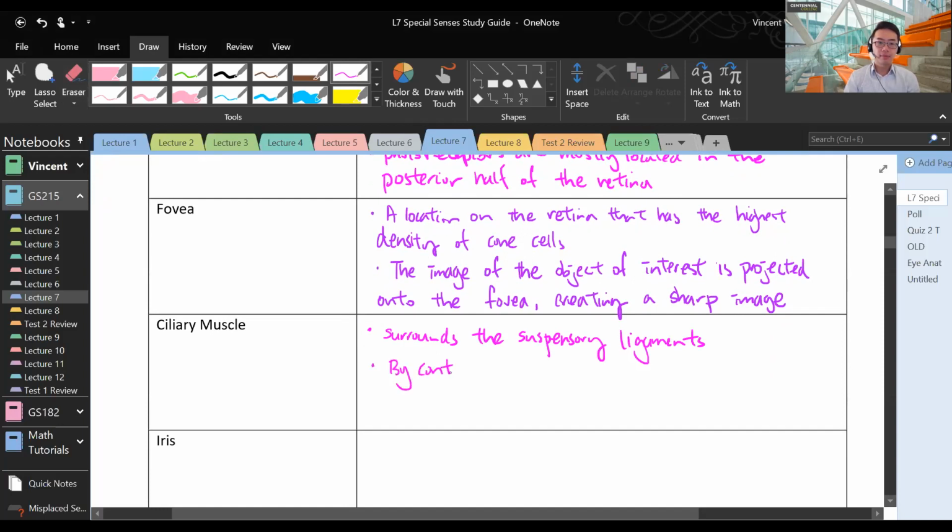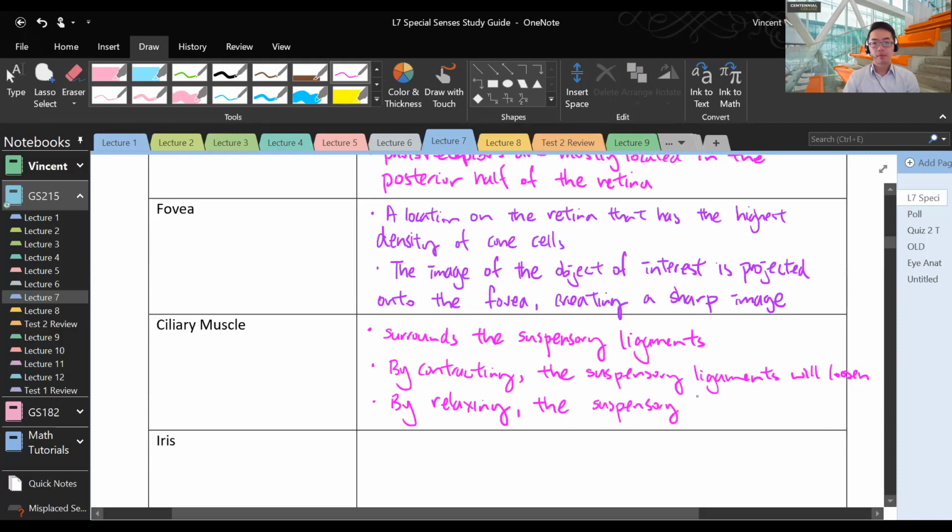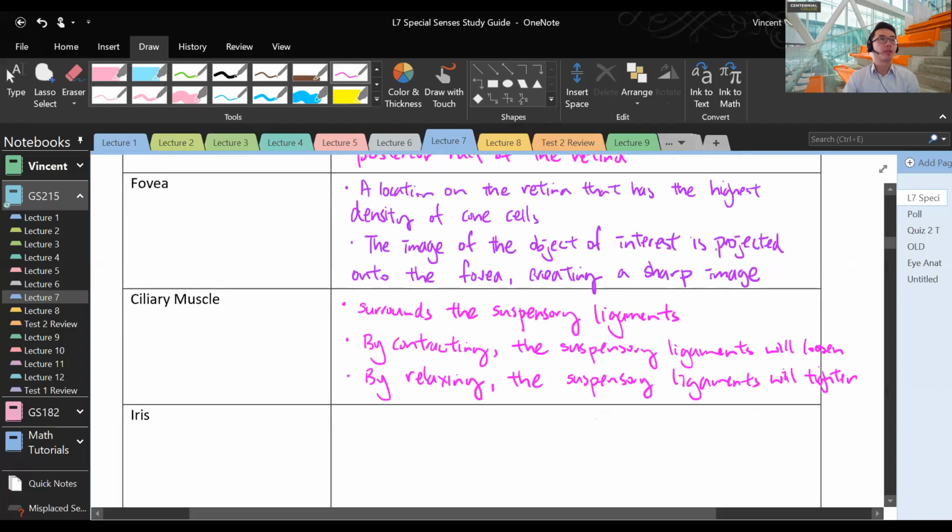By contracting, the suspensory ligaments will loosen. On the other hand, by relaxing, the suspensory ligaments will tighten, which of course in turn changes the thickness of the lens. We talked about that already.